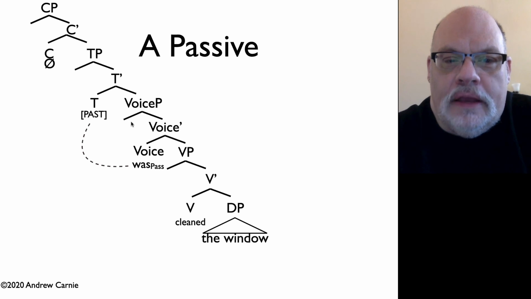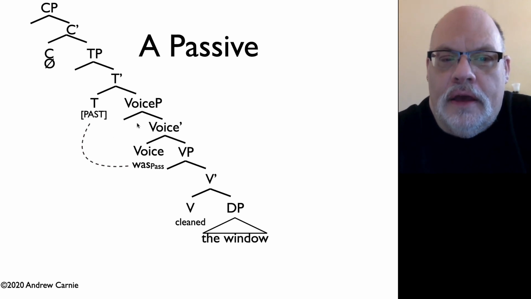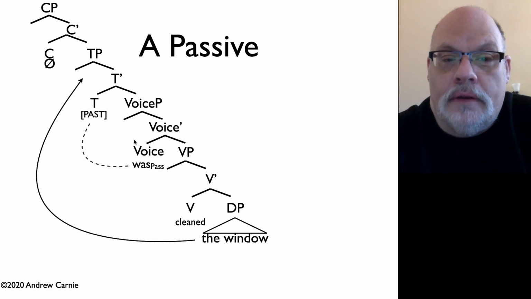Now, fortunately, in a passive, there's no agent here, so there's nothing that could possibly move into the specifier of TP in our normal way. But this DP has the option of moving there, because there's nothing to move there from the subject position, effectively the agent position. Our theme can move up here. And the reason it moves up here into the specifier of the TP is there is no AgrOP. That connects the dots for us.